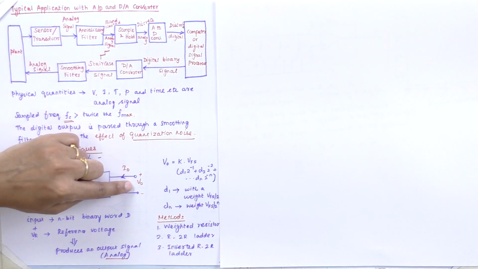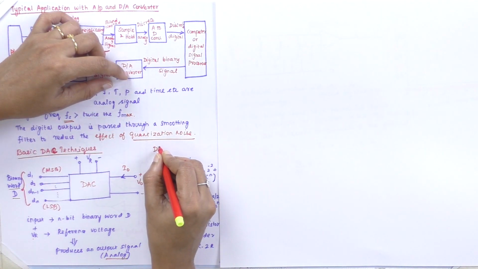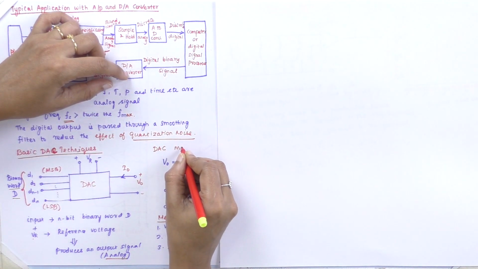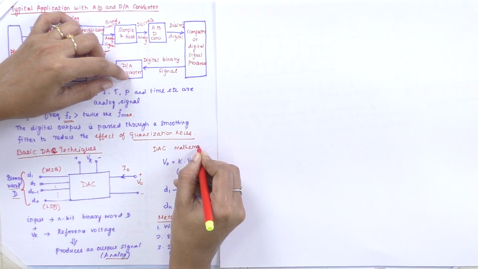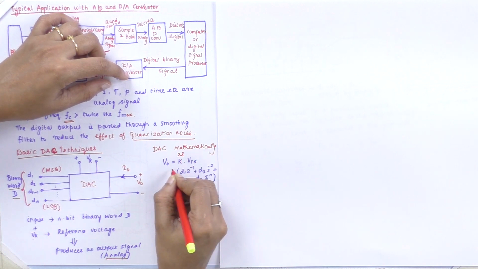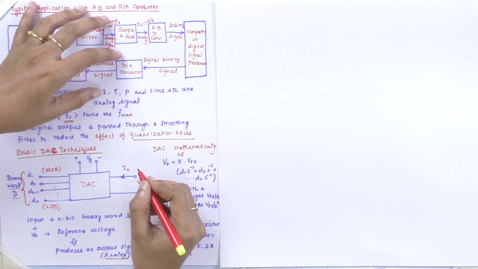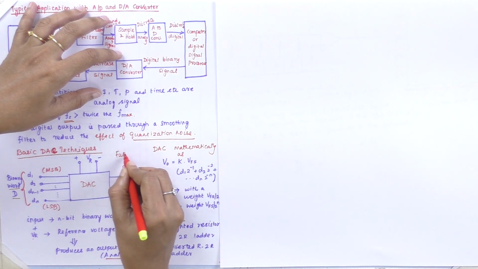Here V0, the DAC expression, should be written mathematically as V0 equals K into VFS, where VFS is the full scale voltage.